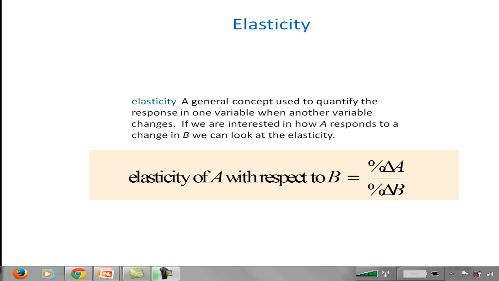I want to talk about an important topic in economics known as elasticity. Now, elasticity is a general concept used to quantify the response in one variable when another variable changes. So if we're interested in how A responds to a change in B, we can look at the elasticity. And the elasticity of A with respect to B is defined as the percentage change in A divided by the percentage change in B.